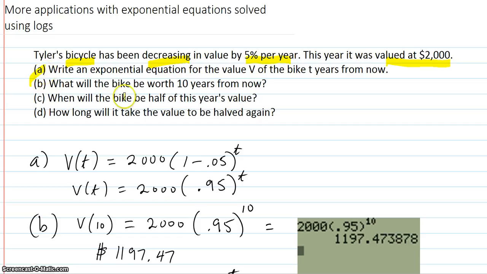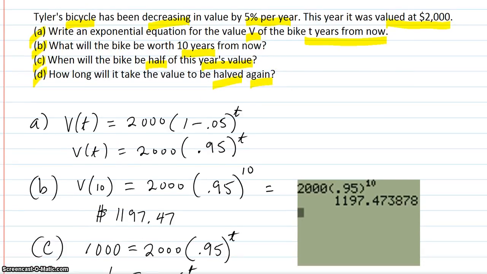A, write an exponential equation for the value v of the bike t years from now. B, what will the bike be worth 10 years from now? C, when will the bike be half of this year's value? D, how long will it take the value to be halved again?